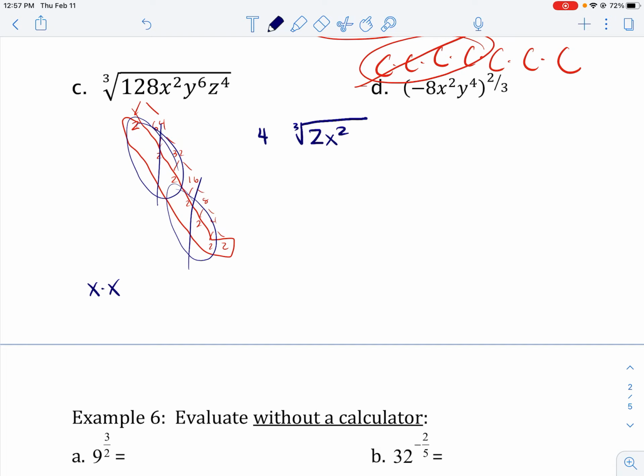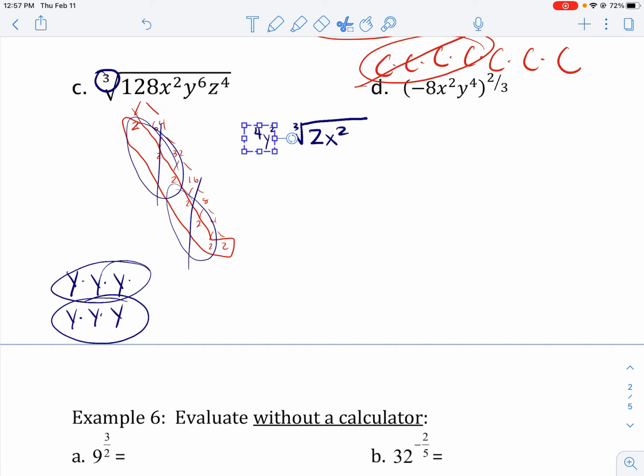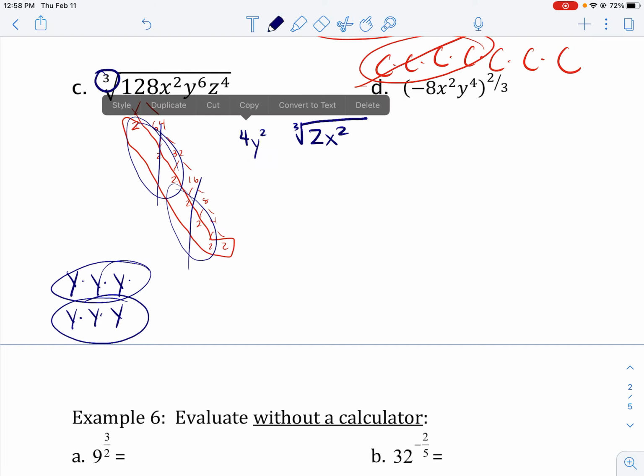So this guy's done. Let's take a look at the y's. Well, we have 6. 1, 2, 3, 4, 5, 6. How many pairs of 2 do we have? Or, I'm sorry, 3. Try that again. Because we're looking at the index here, sorry. So we're going pairs of 3. How many pairs of 3 do we have? 2. So I bring out a y squared. And no y's get left behind, because we used them all up.